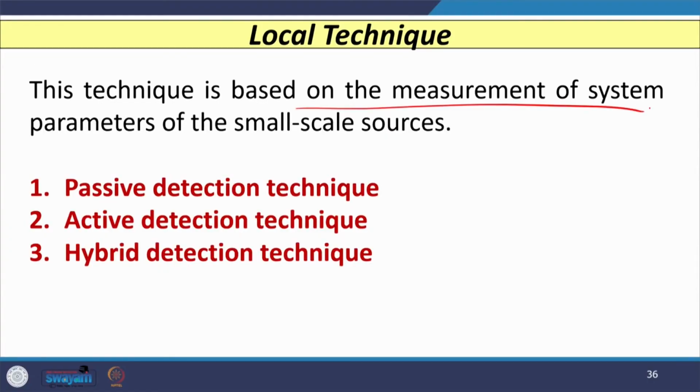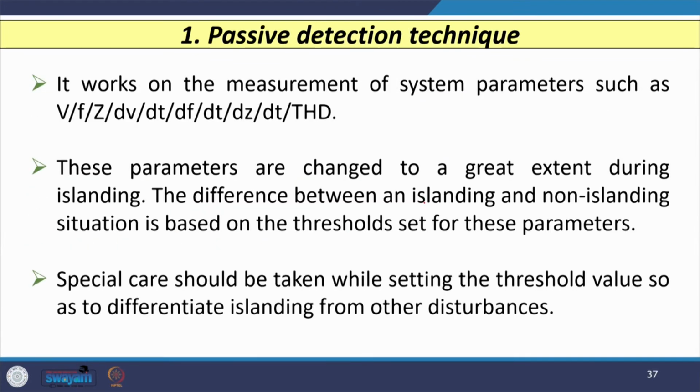This technique is based on measurement of parameters at the point of common coupling, or maybe at the small scale resources, at distributed generators or DER level, and these techniques are categorized as passive detection technique, active detection technique and hybrid detection technique. So, let us start with the passive detection technique.